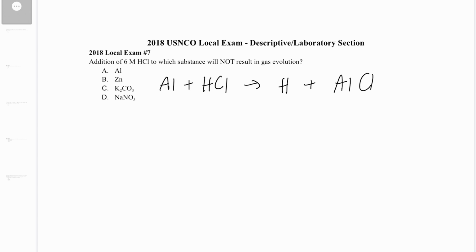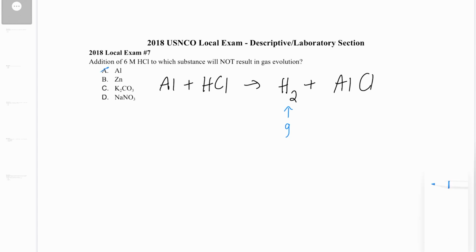I don't know the charges, so I'm just going to leave it like this, but one thing that we can't do is leave hydrogen on its own. Hydrogen has a 2 as a subscript because hydrogen is a diatomic element. And the thing about hydrogen in its diatomic form is that it's going to be a gas. So you do have some sort of gas evolution happening. The hydrogen gas is being evolved, so it can't be A.